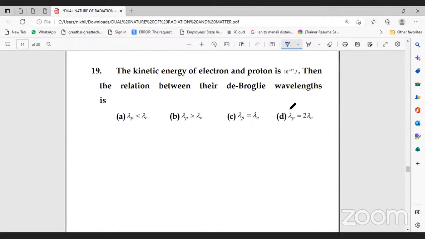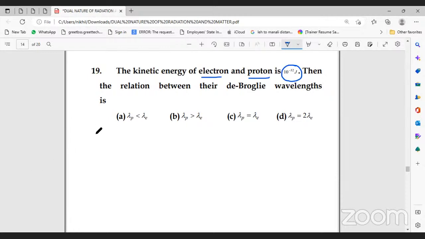I hope you can manage this problem, Lakshmi, because it is a direct problem. One particle is electron, the another particle is proton. Kinetic energy is same for both the particle. How much it is? (10⁻32 joule).